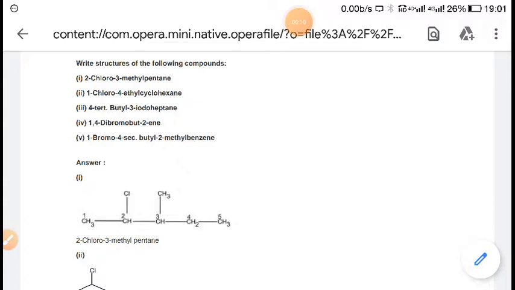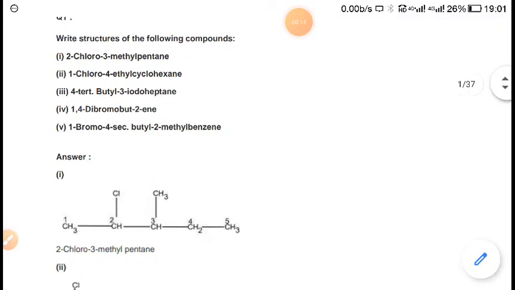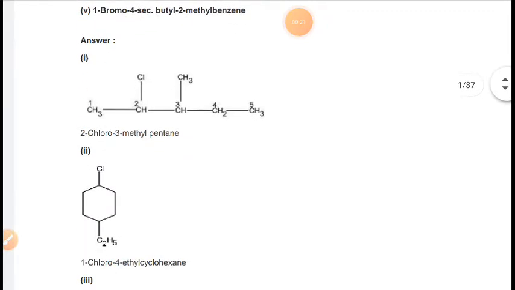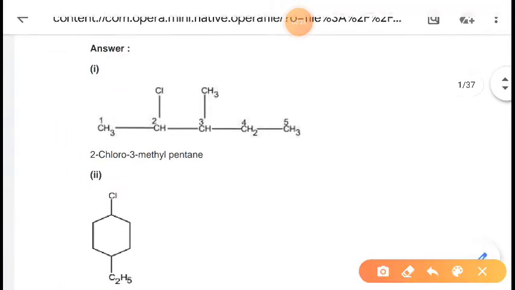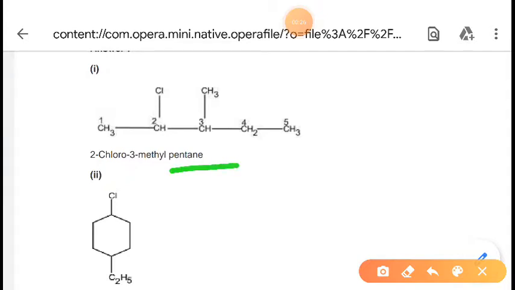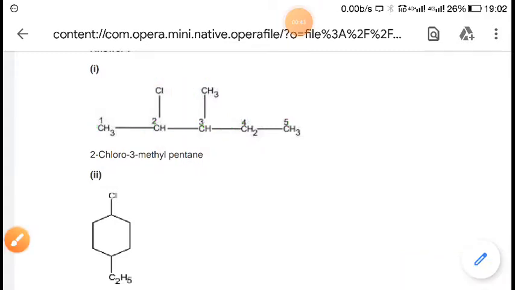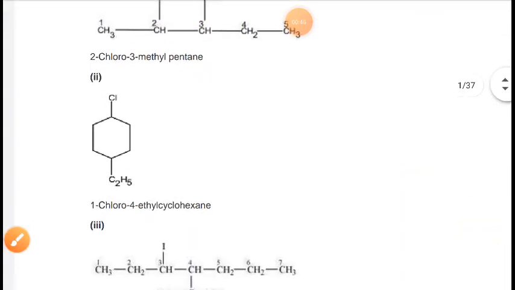Right. So as you can see, the first question is 2-chloro 3-methyl pentane. We have to write the structure of the following compound. So for writing the structure, first of all, you can see here pentane. They have written pentane, which means 5 carbon. So we will draw 5 carbon, 1, 2, 3, 4, 5 carbon. And after that, in the second position there should be a chlorine, and in the third position there should be a methyl. You put it like this, so it will become 2-chloro 3-methyl pentane.